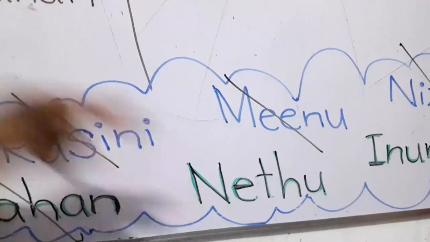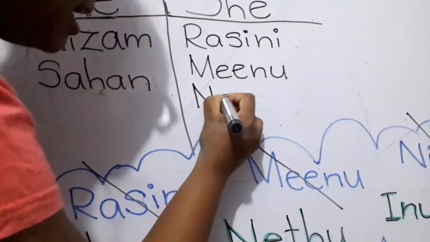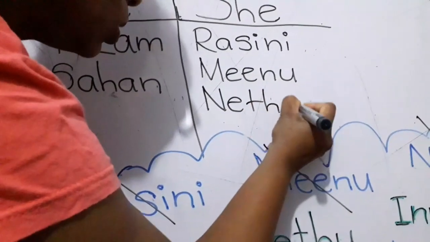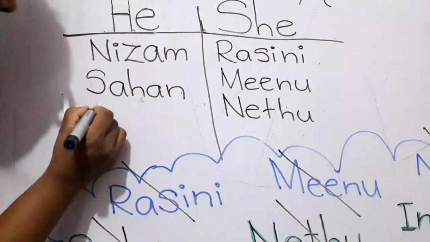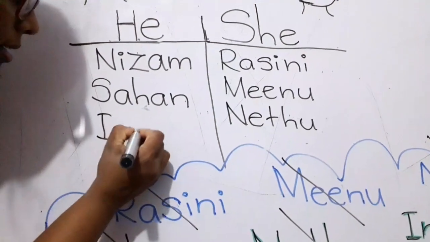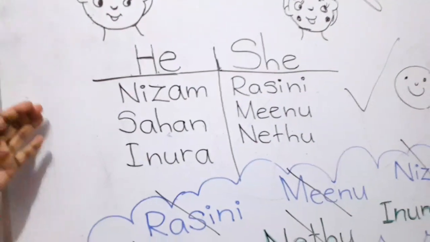Netu. Netu is a girl. Right. You have to write. How do you write Netu? Netu. Okay. Last name. Inura. Inura is a boy. So you have to write it here. Inura. Did you get it? Okay, I think you have done it correctly, no? If it is correct, you can put the right and put the happy face like this. Okay, I think you enjoy.